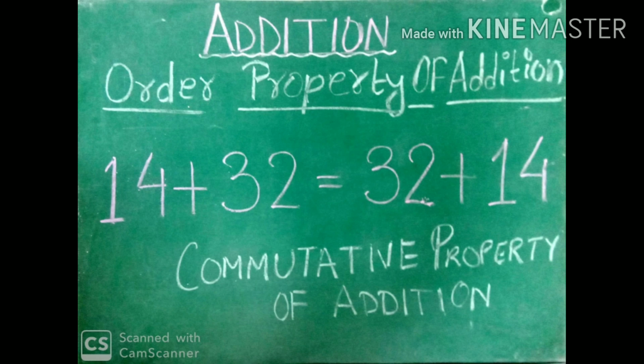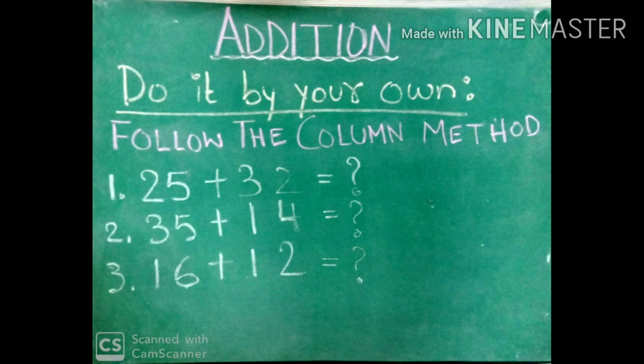Hope you enjoyed revising the first concept and property of addition. Do it on your own. Follow the column method. Number 1: 25 plus 32 equals what?